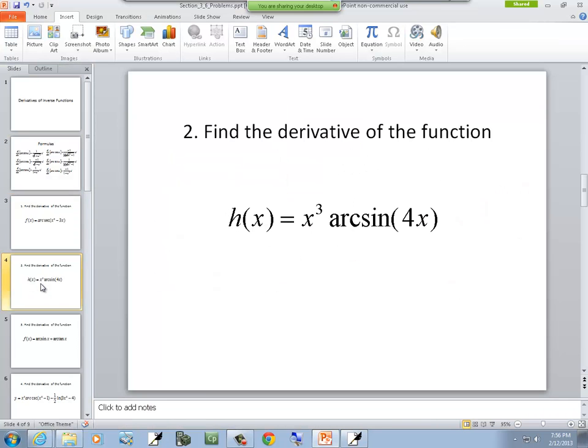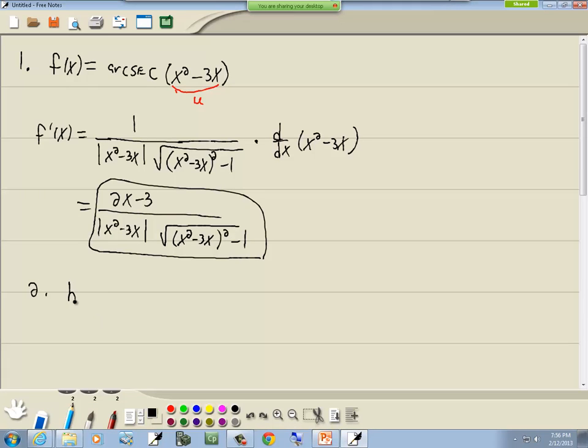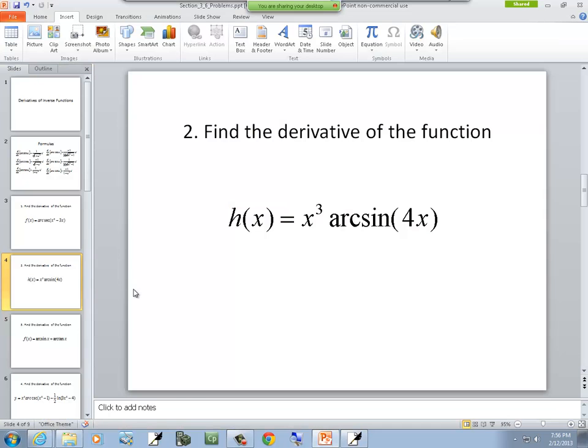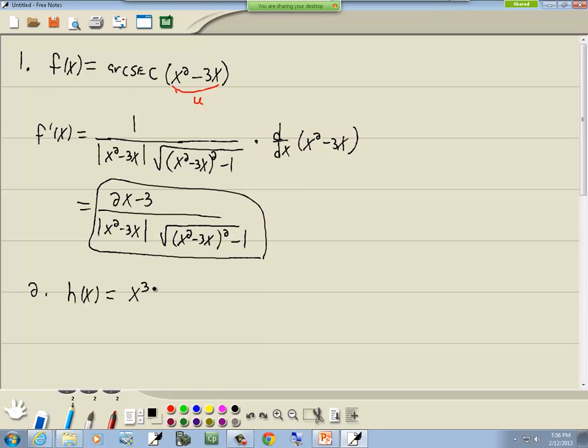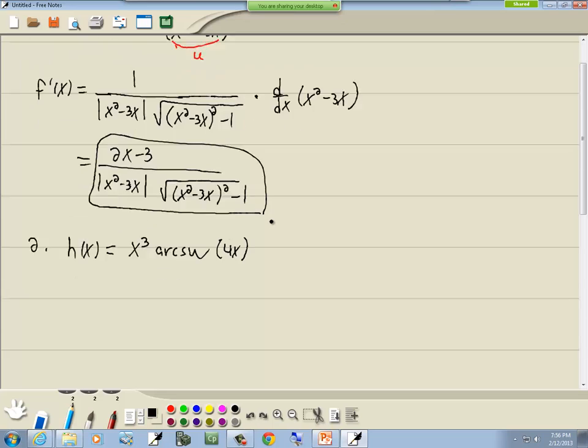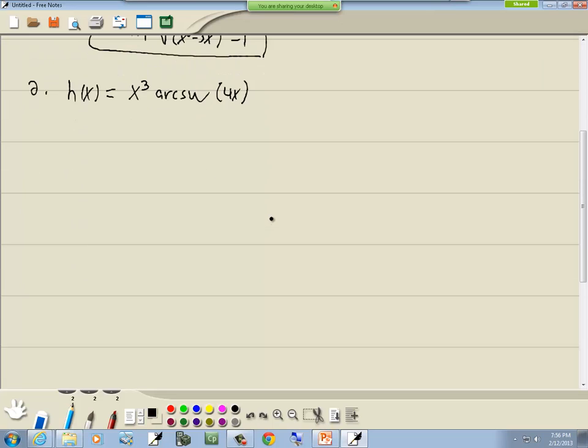Number 2. We got h of x is equal to x to the third arc sine of 4x. Well, this is a product rule. We got something times something else. So our x to the third is going to be our p, and the arc sine will be our q. Well, we need p prime for our formula. The derivative of x to the third is 3x squared. We also need q prime.